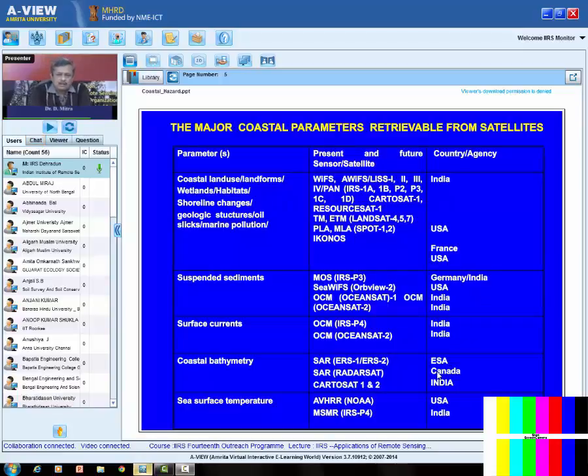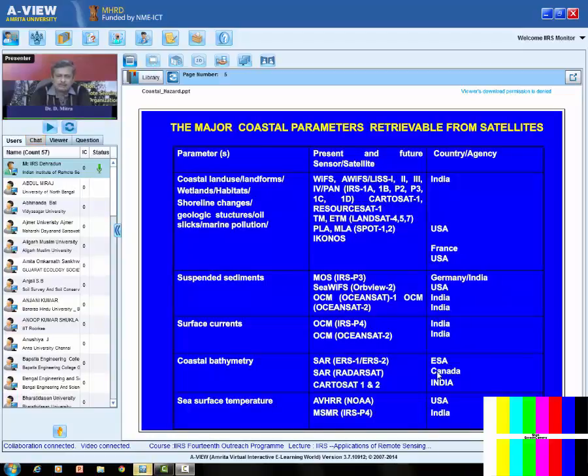You can also map, in a quantitative way, the suspended sediments using MOS on IRS-P3 earlier, SeaWiFS data, then also OceanSat-1 Ocean Color Monitor and OceanSat-2 Ocean Color Monitor. They will help you to map the suspended sediment in the water. You can see the countries: earlier, the IRS belongs to India, SPOT belongs to France, TM and ETM belong to USA, and IKONOS belongs to USA. The OCM is basically our sensor and SeaWiFS is from the USA.